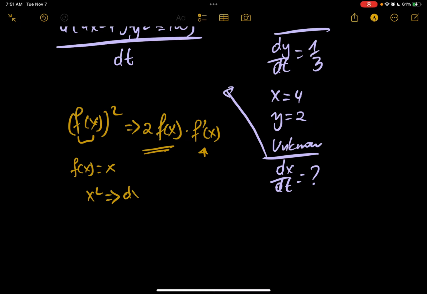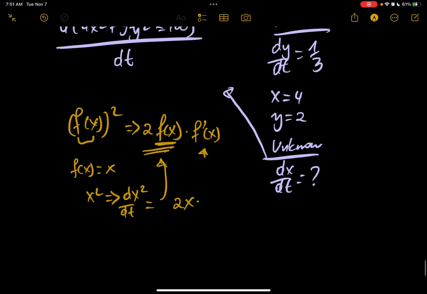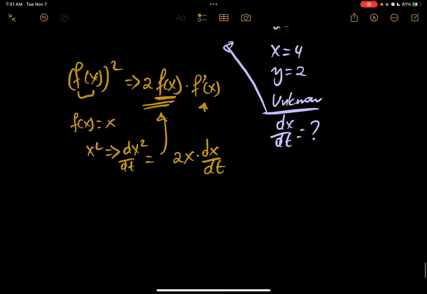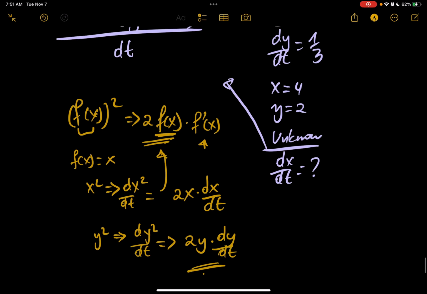If I find the derivative of x squared with respect to t, I'm going to use the same formula that I use up here. So I have 2 times x, since f of x is x, multiplied by the derivative of x with respect to time, because x is changing with respect to time. And I will do the same thing when it comes to y squared. So the derivative of this is equal to 2y times dy dt. I hope this makes sense so far.